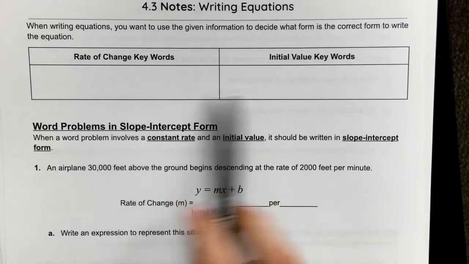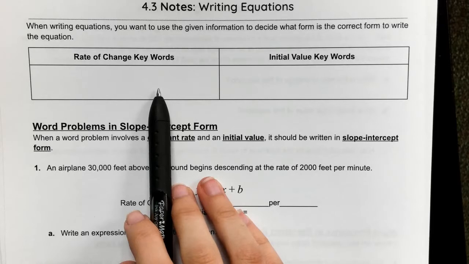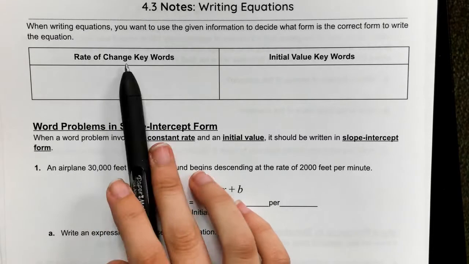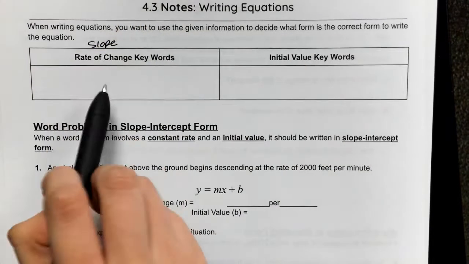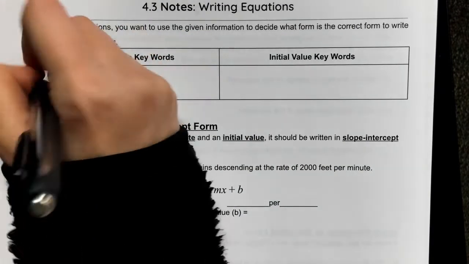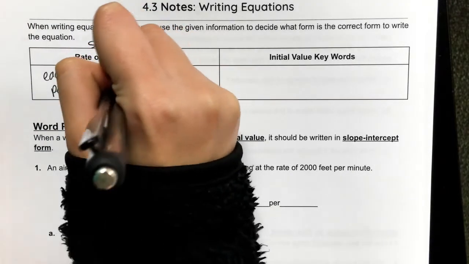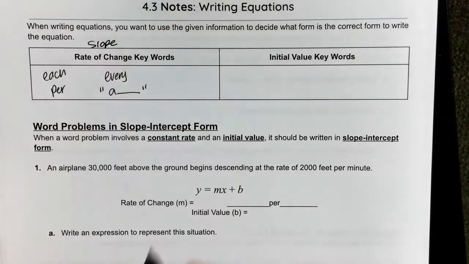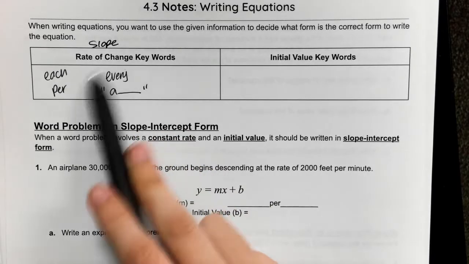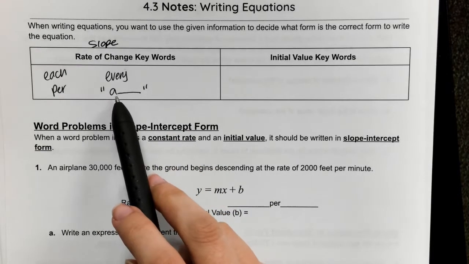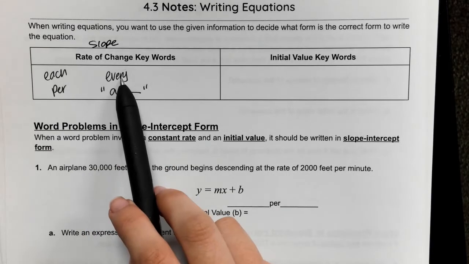Now first things, you've probably seen this chart before, but it's important to have it because we're going to reference it a lot. We have some general key terms that let us know our rate of change. Remember, rate of change means slope. So some key words for slope or rate of change are each, per, every, or a blank, such as a week, a day, an hour, and so on and so forth. So anytime you see these words, it's kind of a hint to tell you, hey, I'm dealing with a rate of change, or the number associated with these words is my slope.